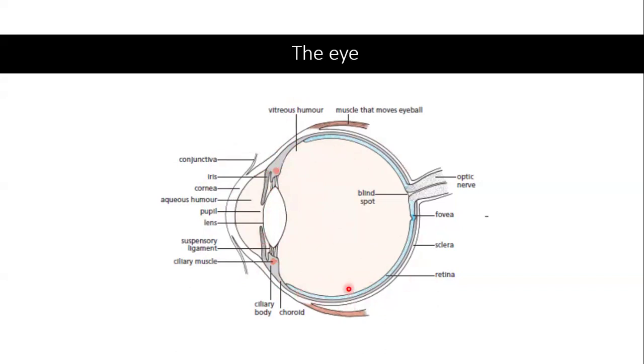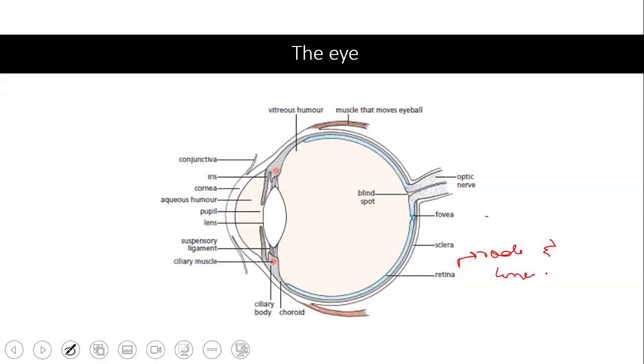Behind the lens, we have another fluid that we call vitreous humor. Then the entire eyeball on the inside is lined with your retina. Your retina is made up of rods and cones. Rods and cones are needed for seeing. For me to be able to visualize something, I need both rods and cones.